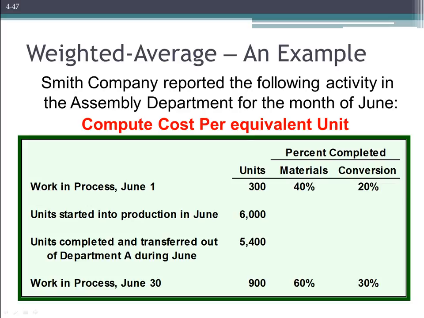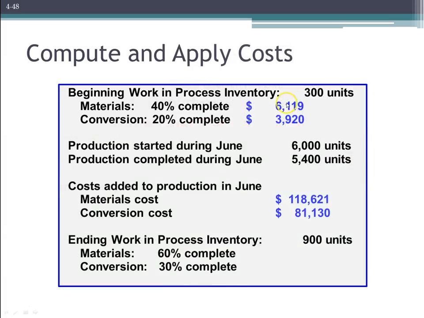Now, what we're going to add to that is cost information, which is shown here in blue. The information in black, these 300 units plus the 6,000 units, and the 5,400 that we completed and transferred out, and the 900 that we ended with in ending work in process inventory. We already had that information. What we're adding now is the cost information, which once again will be provided to you. So the 300 units that were in beginning work in process, the cost of the percentage of completion that was done with respect to materials is shown here in blue, and the cost for the percent of complete or the equivalent units is shown here in blue with respect to conversion.